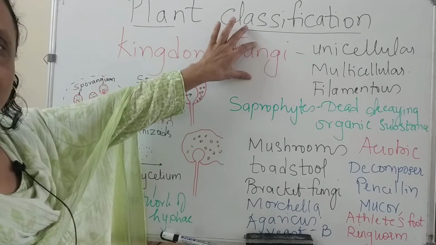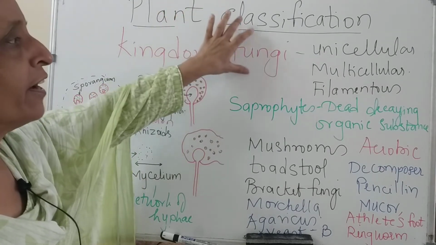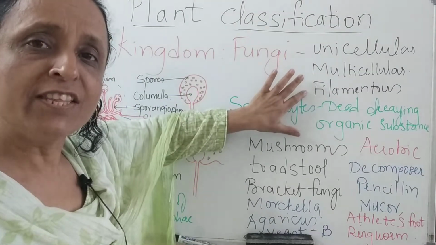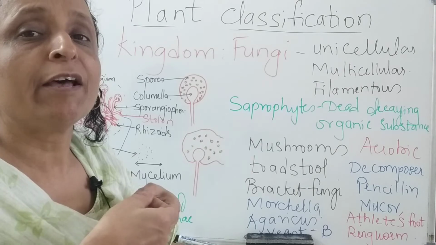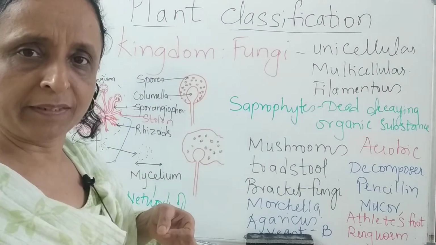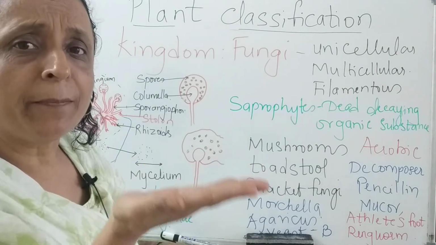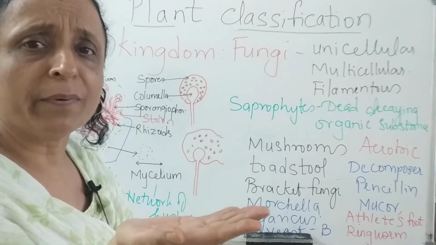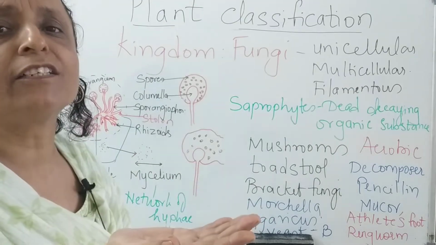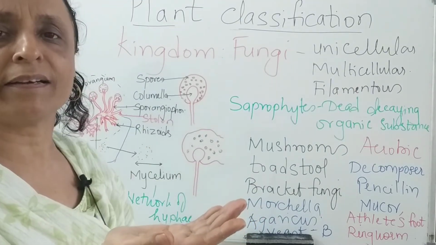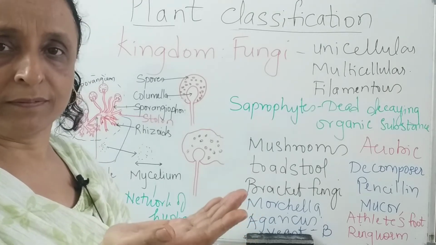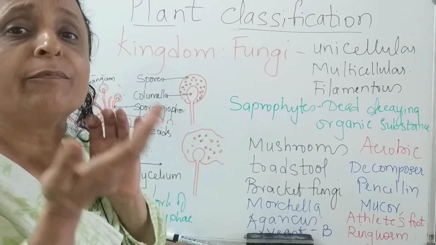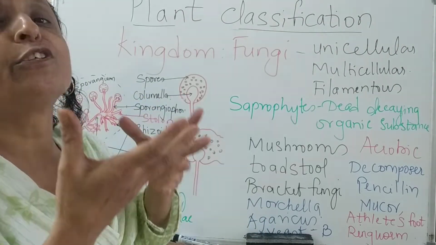Kingdom fungi consists of unicellular, multicellular, and sometimes filamentous organisms. Filament means thread-like. Now if you keep a moistened bread, you will see a white colored structure develop on it. That is bread mold. And after some time, that white color structure turns black.